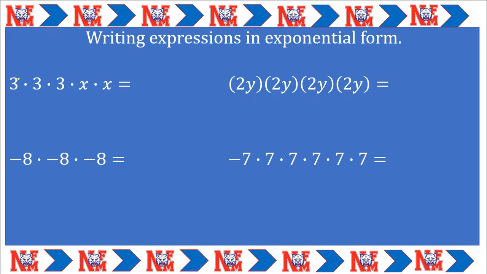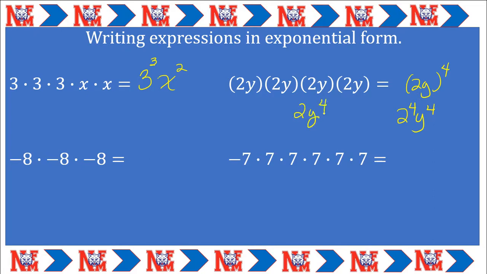Okay, now let's take an expression where we have repeated multiplication and write it as an exponent. Here we have the base of 3, and we have 3 of those, and then we have a variable x multiplied twice. In our second one, we can write it 2 ways. We have 1, 2, 3, 4 2's, so 2 to the 4th, and then we would have 4 y's. Either of these is correct.